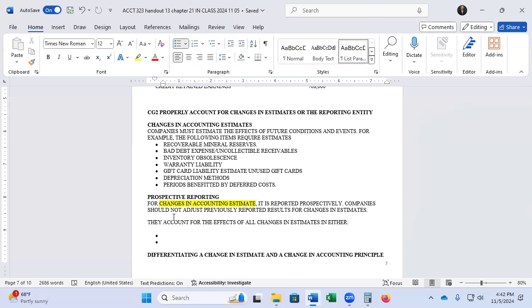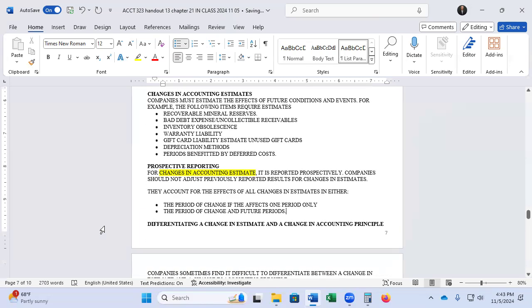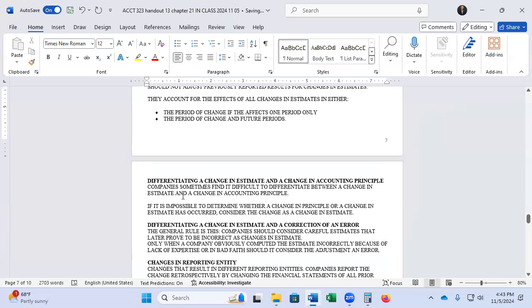Okay, they account for the effects of all changes in estimates in either the period of change, if the change affects one period only, or the period of change and future periods. That's just stating the obvious. If you don't change the past, then what do you have to change? The current and future.